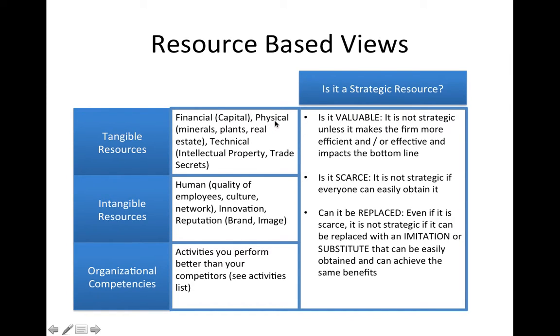Some sort of physical resource, that you have rights to, like minerals, plant and equipment that you've bought, or real estate, such as land that you own. If you have those things and they fit these criteria, then by definition, if those are things that are important in order for me to do what I do, and I have them and my competitors don't have as much of them, then that can create an advantage for me.